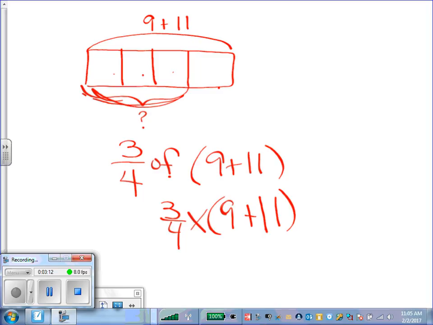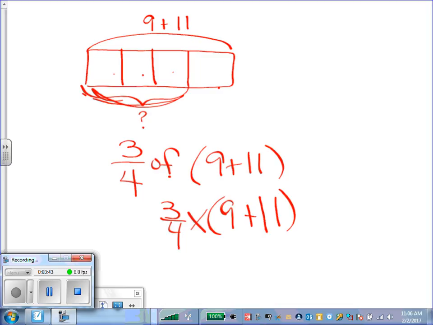So the question mark is 3/4 of the total. That's 9 plus 11. It gave us this information that the tape diagram is 4/4, which is 9 plus 11. The question mark is 3/4. We just had to write a number sentence that was giving us this information. So 3/4 times 9 plus 11.